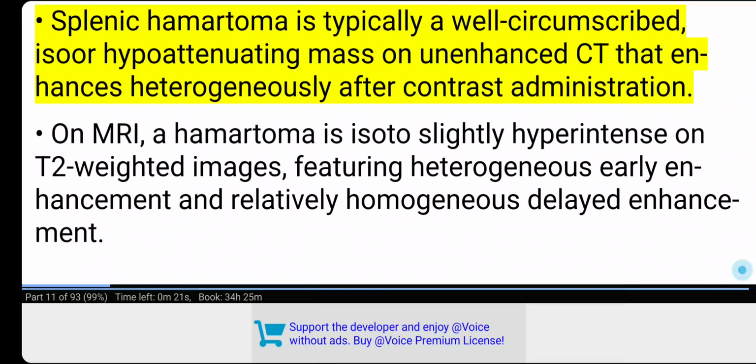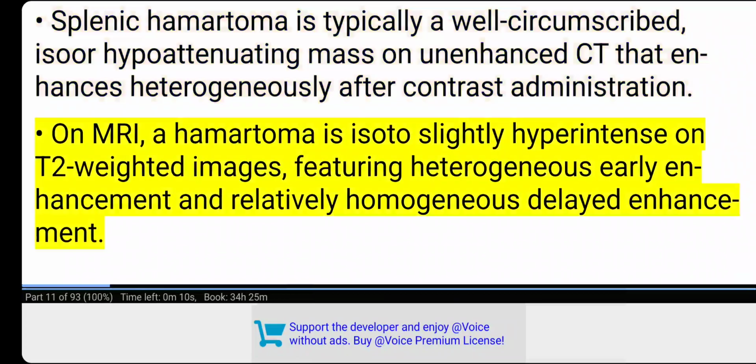Splenic hamartoma is typically a well-circumscribed, isoattenuating to hypoattenuating mass on unenhanced CT that enhances heterogeneously after contrast administration. On MRI, a hamartoma is iso- to slightly hyperintense on T2 weighted images, featuring heterogeneous early enhancement and relatively homogeneous delayed enhancement.